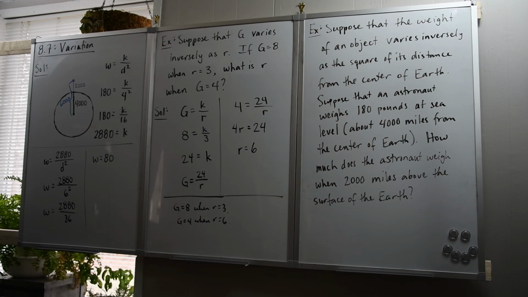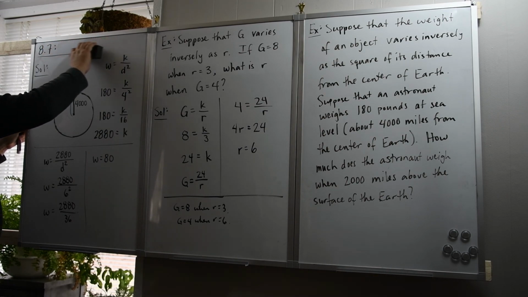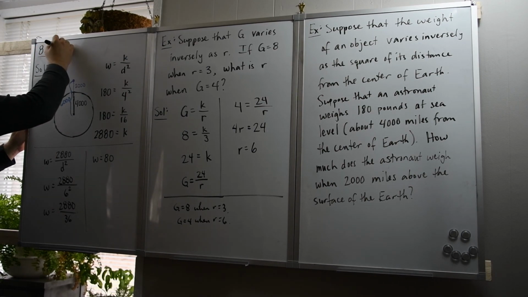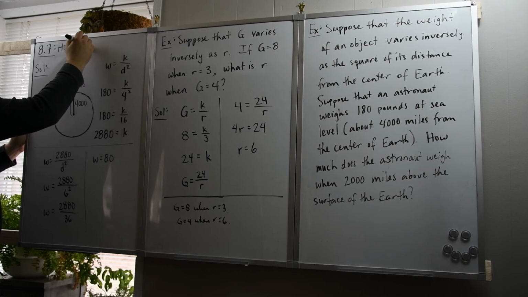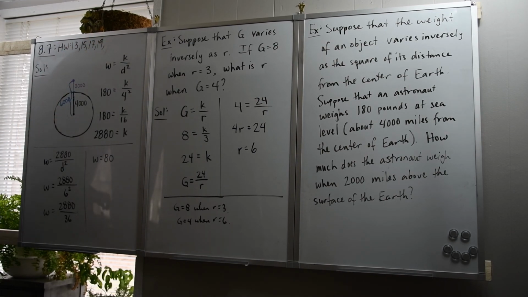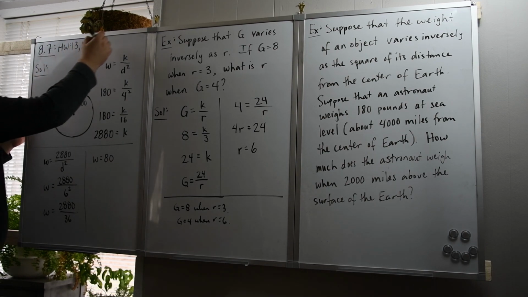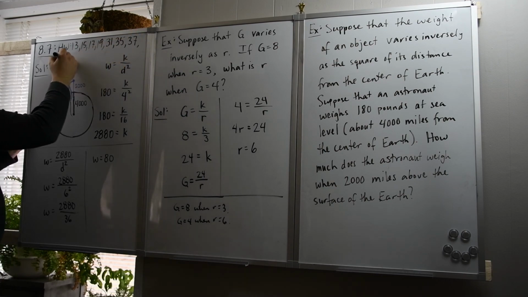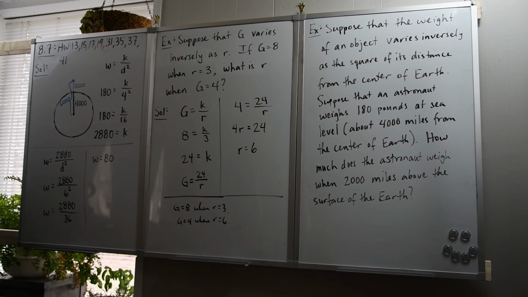Now at this point, I'd like to give you some recommended exercises from section 8.7. So the exercises will be 13, 15, 17, 19. Let's see what else. 31, 35, 37. And then 41, A and B.